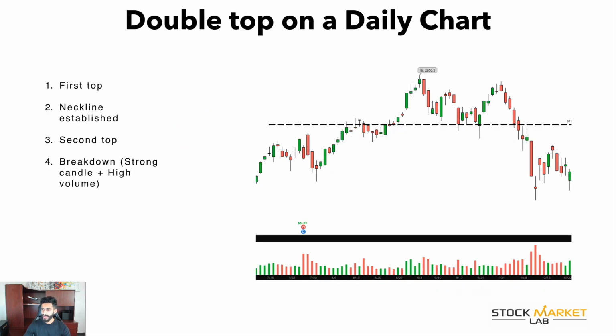Another one, double top on a daily chart, right? First top, boom, stock goes on an uptrend. You can see nice uptrend. First top. Pulls back. Where does it pull back to? The level it pulls back to, that level becomes our neckline. This is something that we establish by identifying where does a stock pull back to.